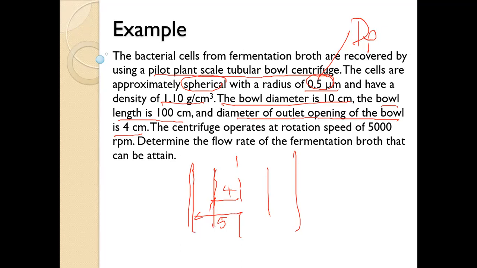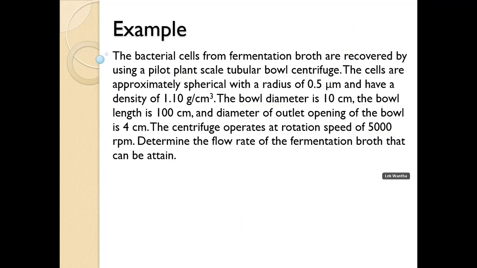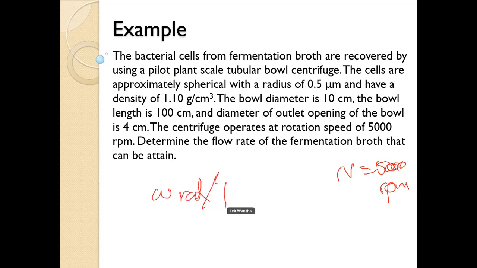For this case, we operate the centrifuge at a low rotation speed of 5,000 RPM. We call this N, not omega, so N equals 5,000 RPM. If we show it in terms of omega, omega should be radians per time. Mostly we have to convert revolutions to radians: 1 revolution, 2 pi radians.